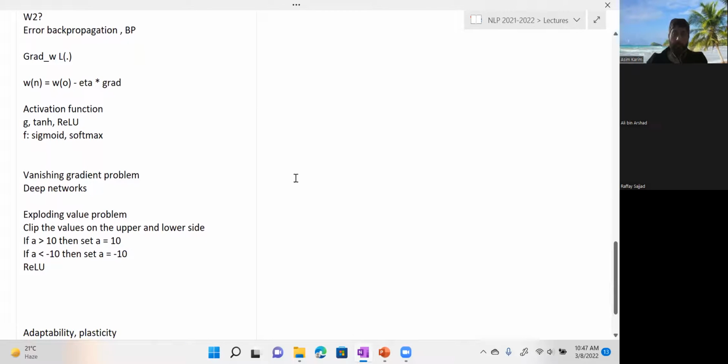So we have talked about the loss function. We've talked about stochastic gradient descent. We talked about error and error backpropagation. And we also talked about the issues of the vanishing gradient problem. And we also briefly talked about the exploding values problem.